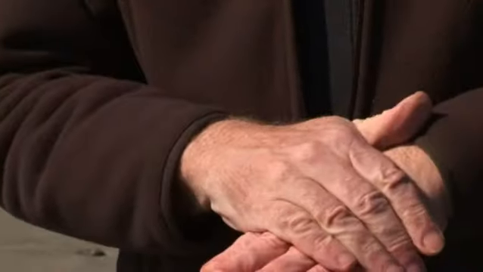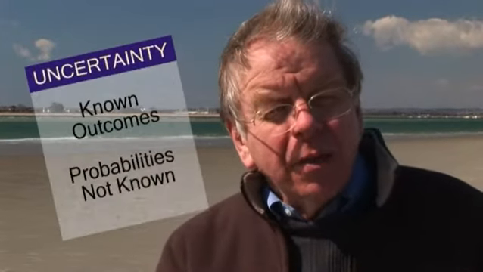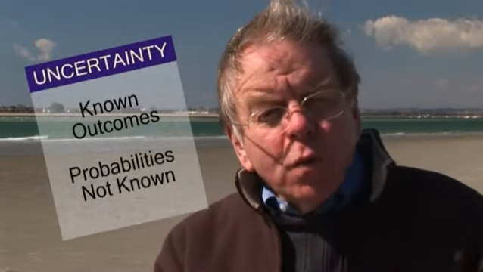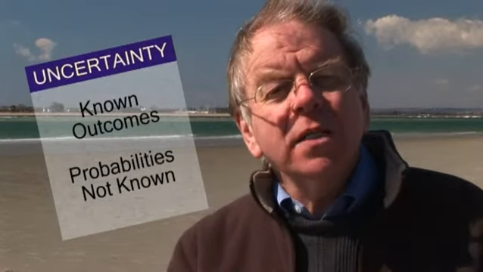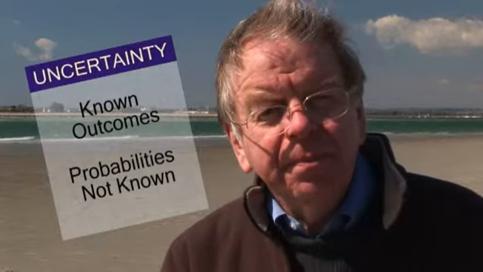Now let's suppose we toss a coin that we know to be biased, but we don't know how. We again know the possible outcomes. It's going to be heads or tails. But we don't know the probability to be attached to each of the possible outcomes. So if we know what the outcomes are going to be, but we don't know what the probability is to be attached to each one, we call that uncertainty.